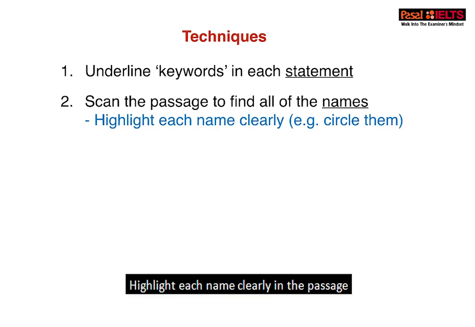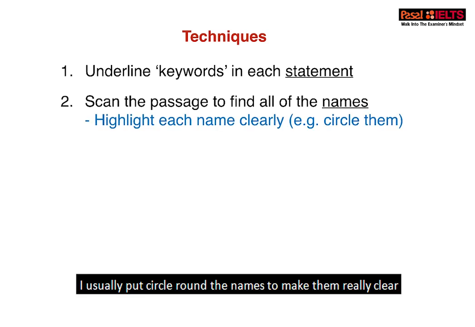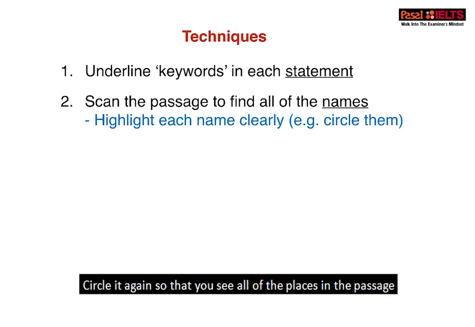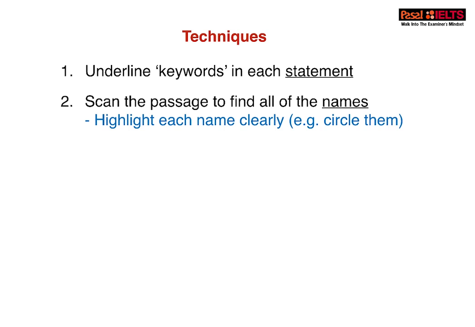Highlight each name clearly in the passage. I usually put a circle round the names to make them really clear. And any time a name is repeated, circle it again so that you see all of the places in the passage where those names are mentioned.